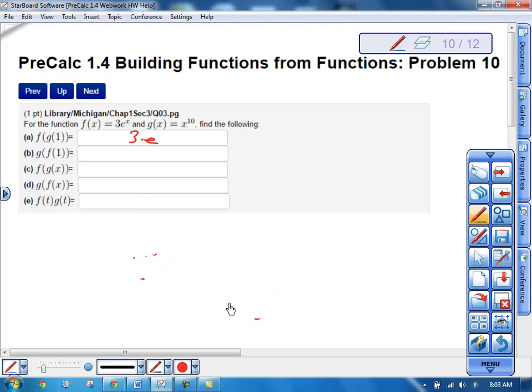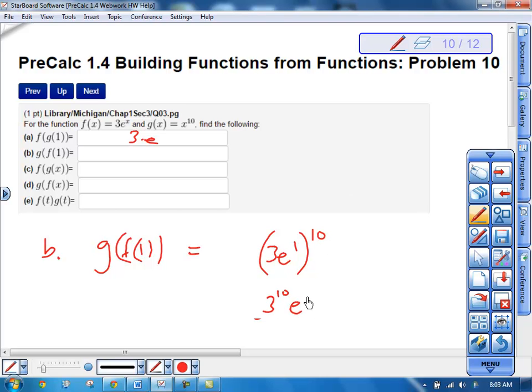Okay, the next one, part B, g of f of 1. When I plug in 1 for f, I get 3e to the first power, and I need to plug that into g. So I'm going to have to raise that to the 10th power. You can enter it in like this probably, or you can do it separately, so 3 to the 10th times e to the 10th would also be another way to enter it in.